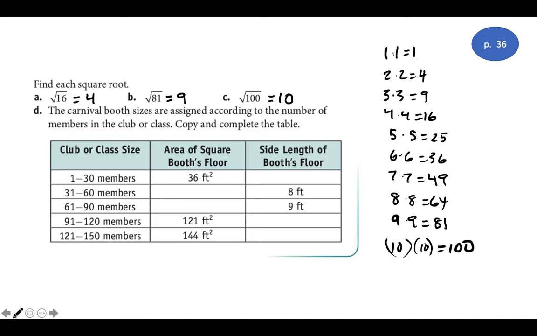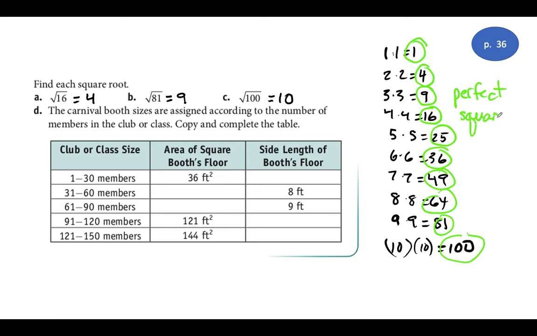Now, all of these numbers, the product of two identical factors, these are all called perfect squares. Perfect squares, because you can take the square root of any of these numbers and get a nice whole number. You can take the square root of any number, but if you take a square root of a number that is not a perfect square, you won't get a nice whole number. And we'll talk about that some more later.